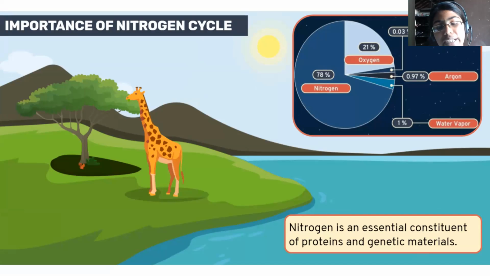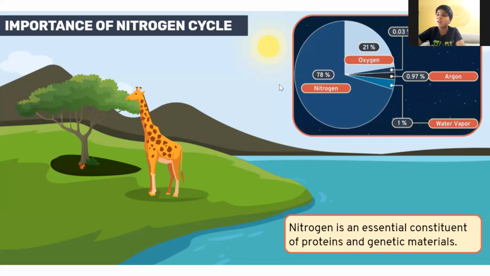So next we'll see about nitrogen. Why is nitrogen an important material for life? We know the air composition: nitrogen is 78%, and oxygen is only 21%. Nitrogen makes the proteins and the genetic material for all living organisms, so nitrogen is an essential compound. You could make a note of that: nitrogen is an essential component of protein and genetic material. That is the importance of nitrogen. Please make a note of this.